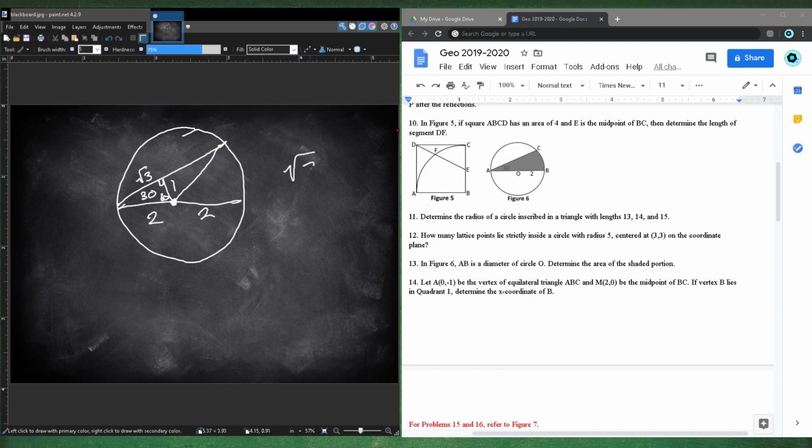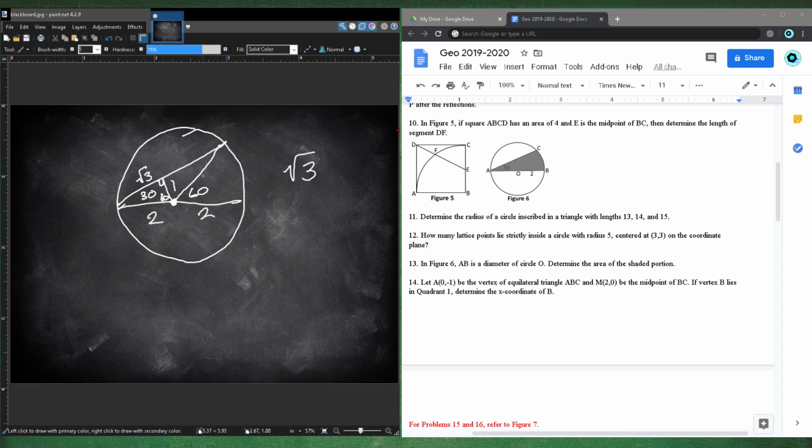Okay, now we need to get the area of this section, right? So what is the angle measure of this? And this is where I said why you need to know inscribed angles, right? Because they're going to use it constantly, even though it's indirectly. So if this is 30, then this arc is going to be 60. That means this central angle is also 60 degrees. And that's basically it.